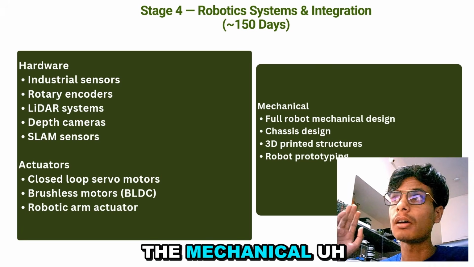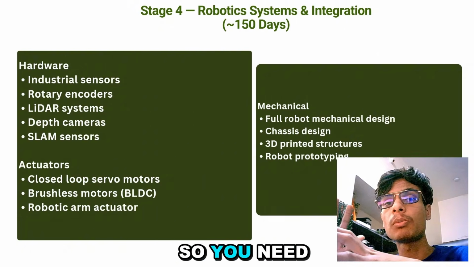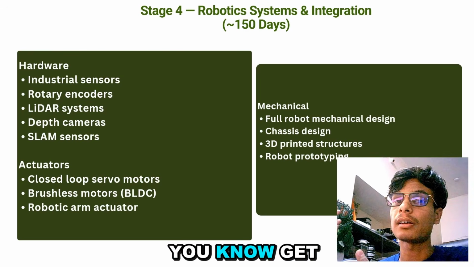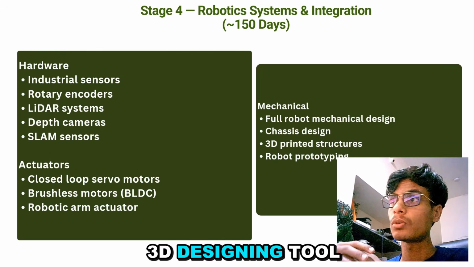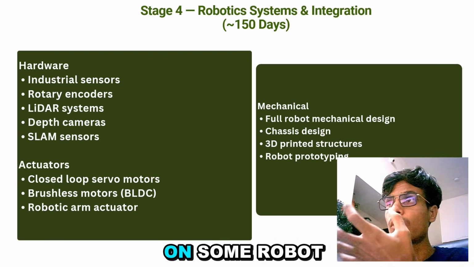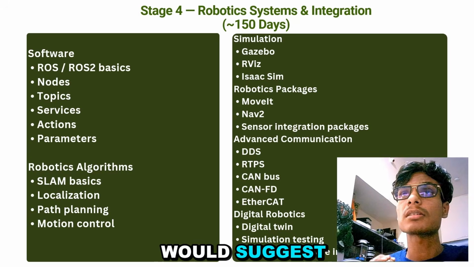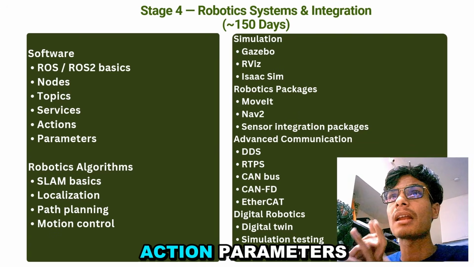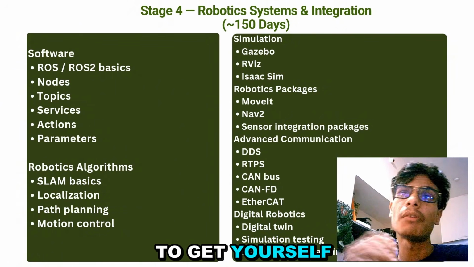After this, the mechanical part. When we are working on different designs, you need to work on different chassis designs and robot arm design, as we have already got the basics in stage 3 about the 3D designing tool. So you can start working on some basic robot prototyping. In the software part, I would suggest you get started with ROS or ROS2 basics like nodes, topics, services, actions, parameters, and there are lots of different concepts here, so you need to get yourself covered.